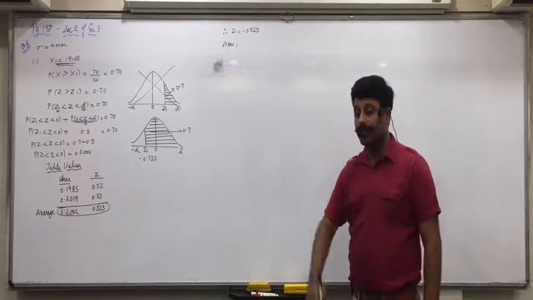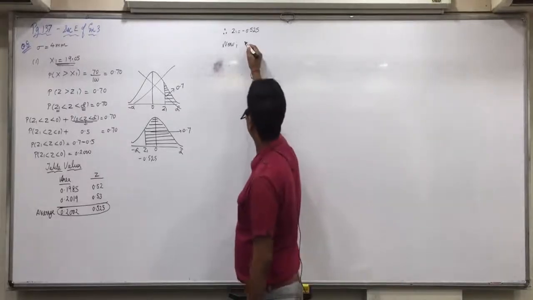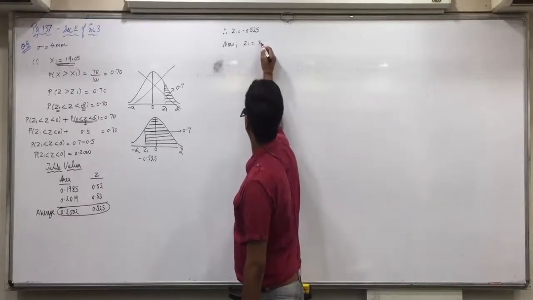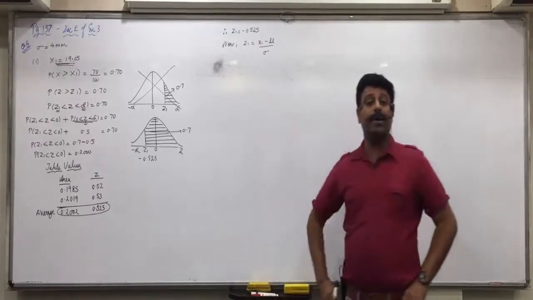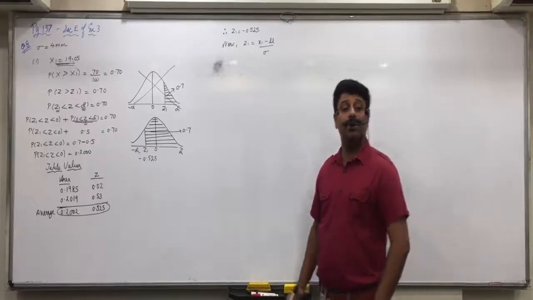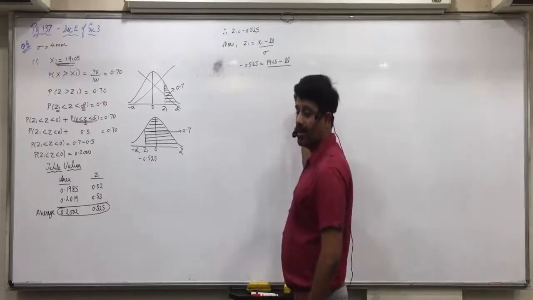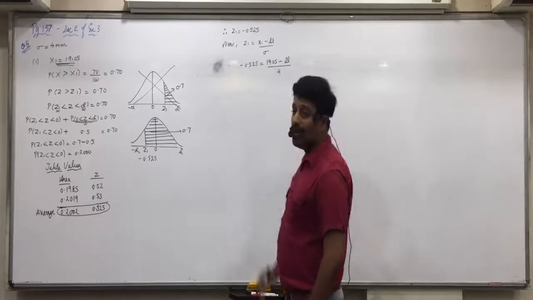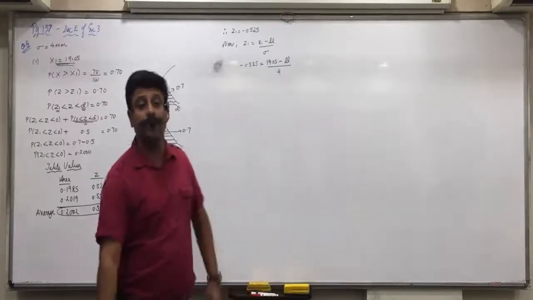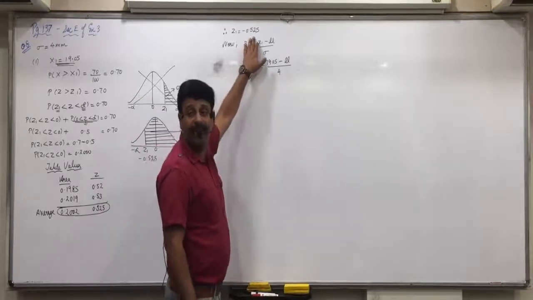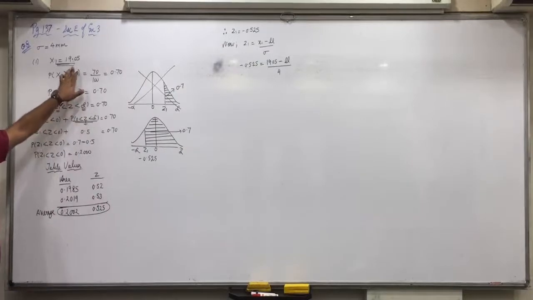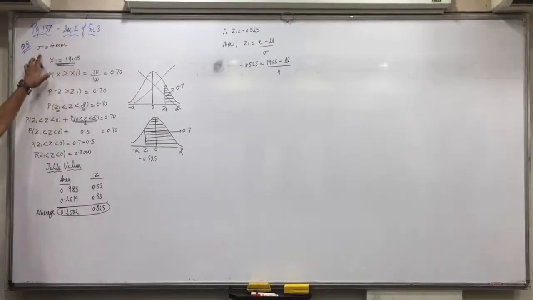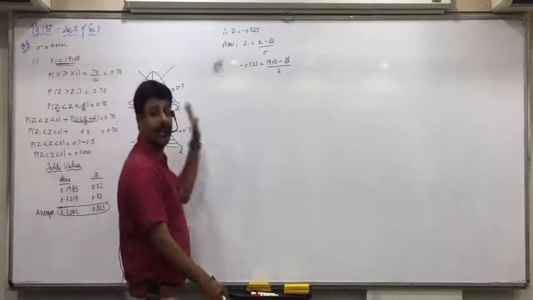Now Z1's formula we will apply. X1 minus mu upon sigma. Mu we have to find, average. Okay, mu is to be obtained now in this formula. Z1 is minus 0.525, X1 is 19.05, minus mu we have to find, upon sigma is 4. Is everyone clear with this?